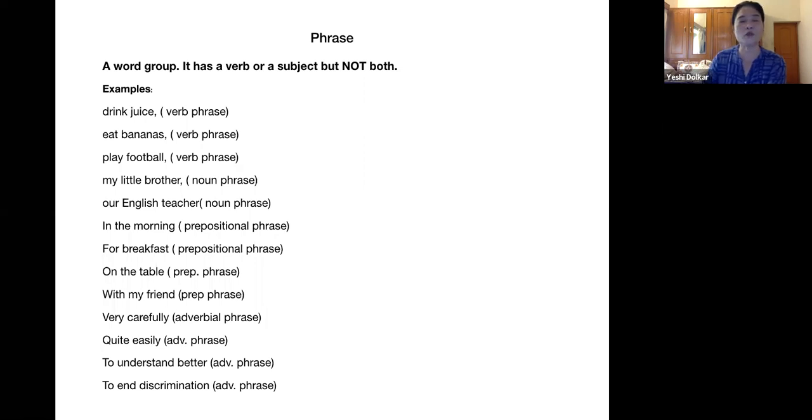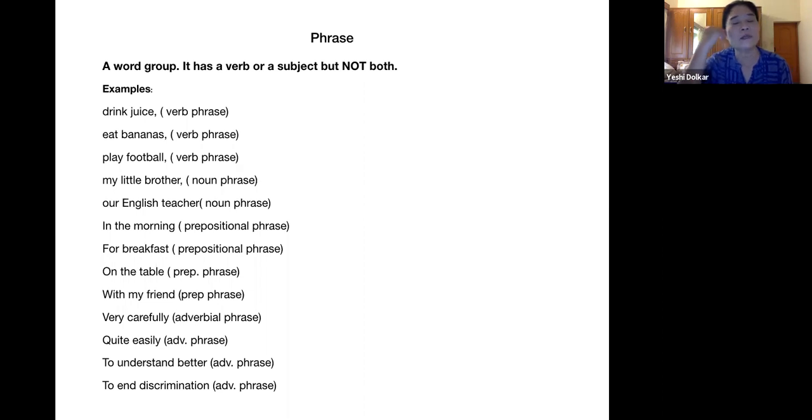All right, so there are some prepositional phrases. Now, very carefully. He did his work very carefully. Okay, so it's an adverbial phrase because we are using an adverb there. Very carefully needs an adverb. Similarly, quite easily is also an adverbial phrase.